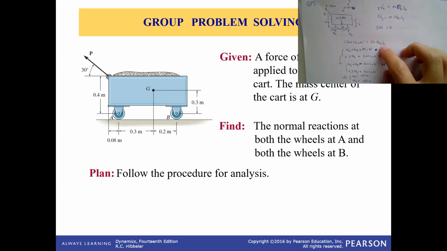Okay, now the problem didn't ask for a_x, but you can calculate what that is. Okay, so that's the solution for this one. Okay, any questions you guys may have?